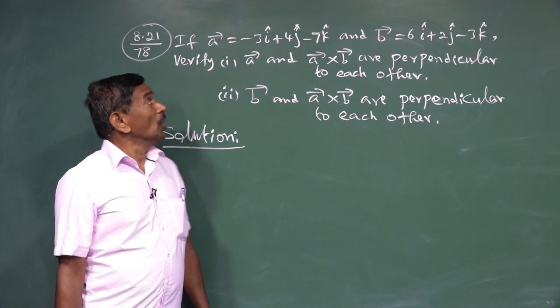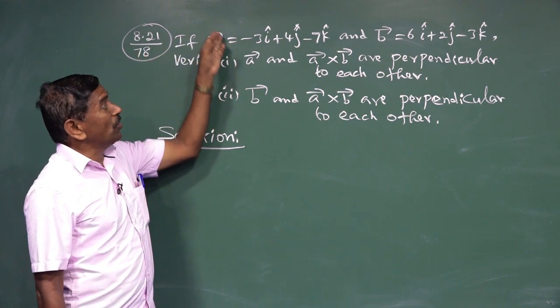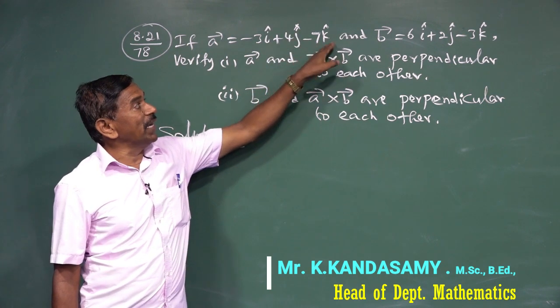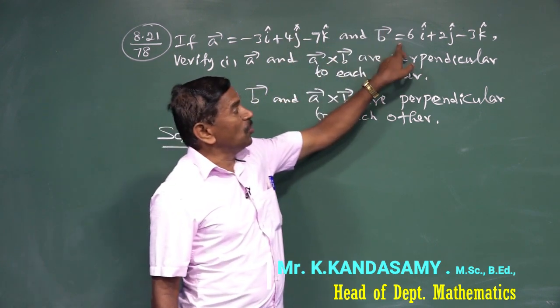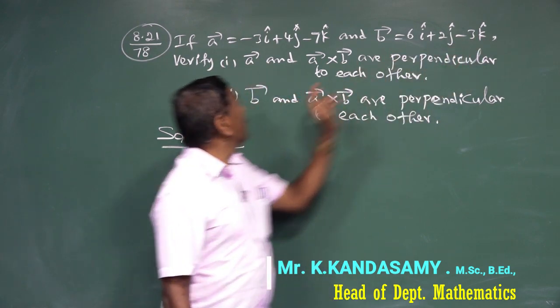Children, listen. Now example 8.21, page number 78. If vector A is equal to minus 3 i cap plus 4 j cap minus 7 k cap and vector B is equal to 6 i cap plus 2 j cap minus 3 k cap.